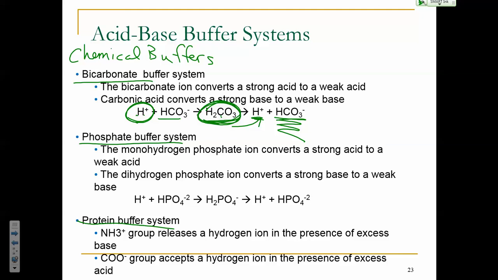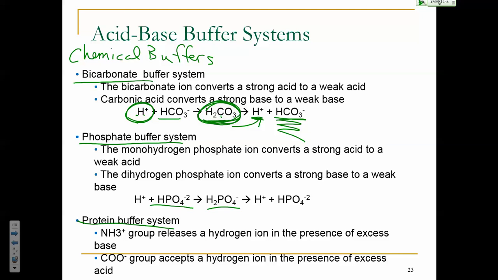Okay. The phosphate buffer system works exactly the same way as the bicarbonate buffer system. It just uses different chemicals, like dihydrogen phosphate and monohydrogen phosphate. Those are the two chemicals, which you don't have to name. Just know phosphate buffer systems. One takes the effect of a strong acid and makes it weak. The other takes the effect of a strong base to make it weak, preventing a drastic change in pH.